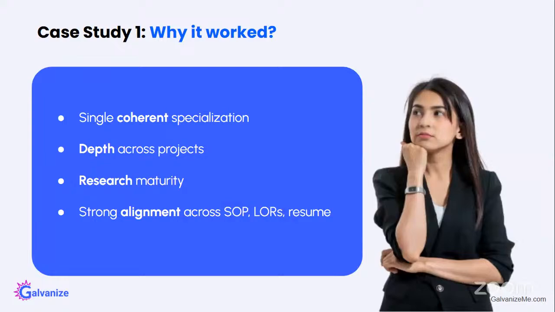Why it worked was that it was a single coherent specialization. It was clear. There were, I would say, 3 to 4 brainstorming sessions where we were able to find out the specialization he was interested in, and then depth across the projects. He has not done projects on a superficial level; he was able to do them in a deeper manner, and his research was also mature enough. And then the most important factor was strong alignment across SOP, LOR, CV. As Shanti ma'am told some time back, it's not just about having a good profile, but accumulating it and presenting it in a better manner in your SOP and LOR. That's going to be the game changer, right? So that helped him boost his application's chances.